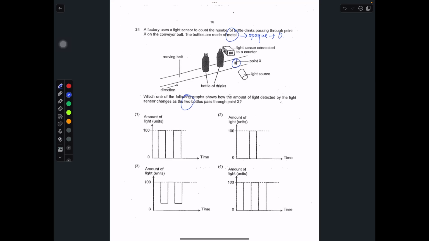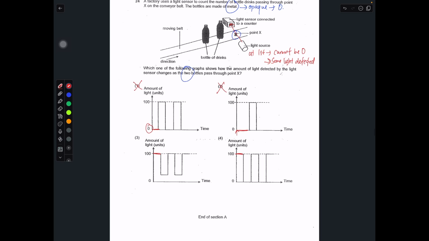So this is the amount before the bottle passes through point X. There is some light that is already detected. So at first it cannot be 0. There must be some light detected. So you take a look. At first this is 0, so straight away wrong. At first this is 0, straight away wrong. Then this one, the line starts from here. Then between 3 and 4, which one is the correct answer?